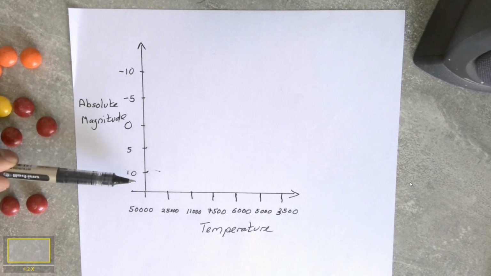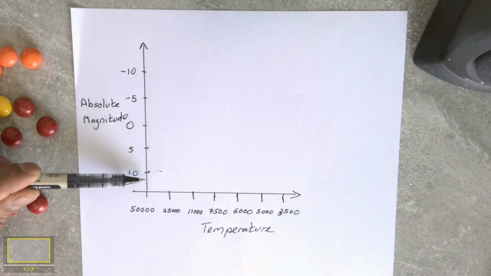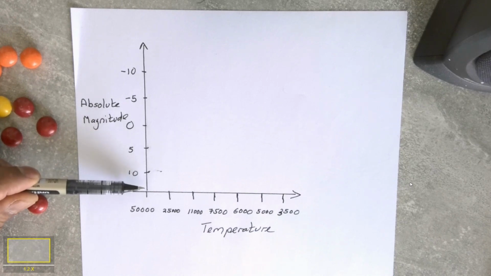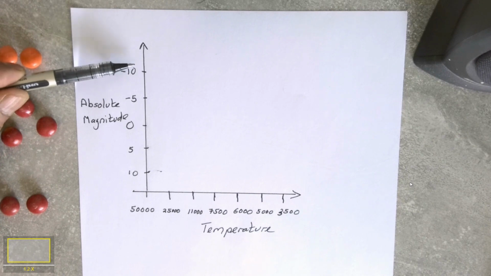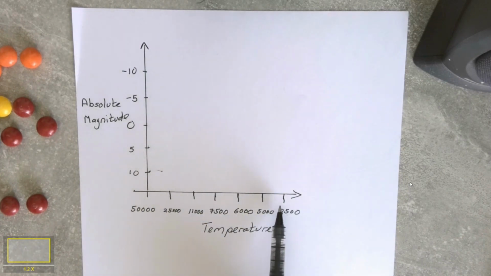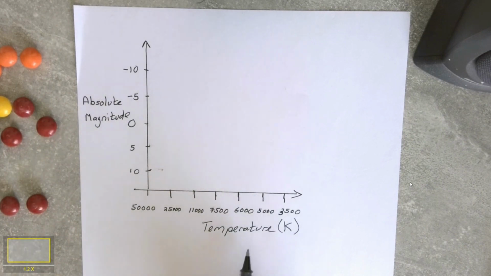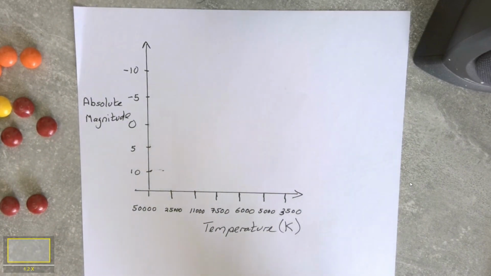So the absolute magnitude is a normal scale, it goes up in fives, but dimmer stars have a high absolute magnitude, and brighter stars have a smaller absolute magnitude. So this is a bit unusual in terms of how this scale works, and it actually, as well as being logarithmic, we've got the temperature going in the other direction. So it's a low temperature here, and a high temperature over here, and we use the units of Kelvin to measure the temperature of the star.